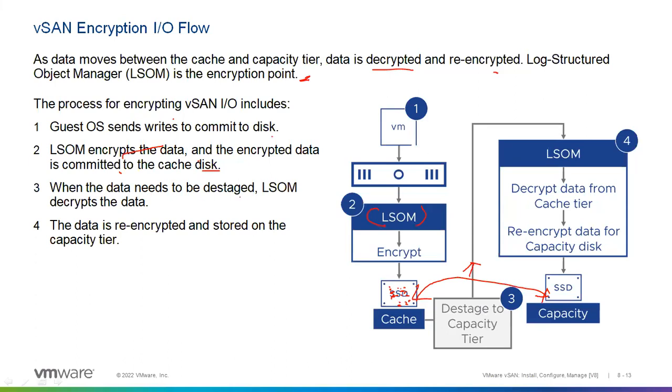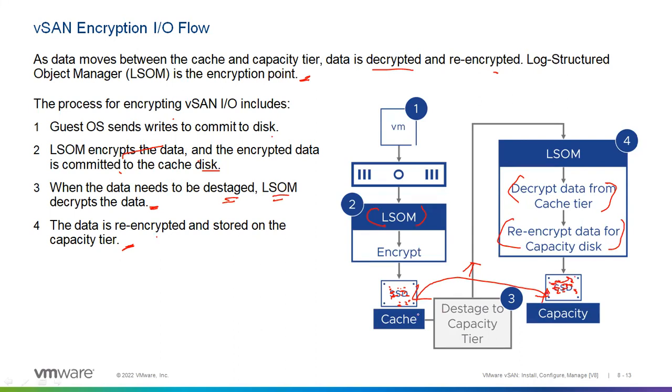When data needs to be destaged, the Log Structured Object Manager decrypts the data again, and the data is re-encrypted and stored onto the capacity tier. Where is my capacity tier? This is the one. So it will decrypt and re-encrypt again, and it will be written to the capacity tier.